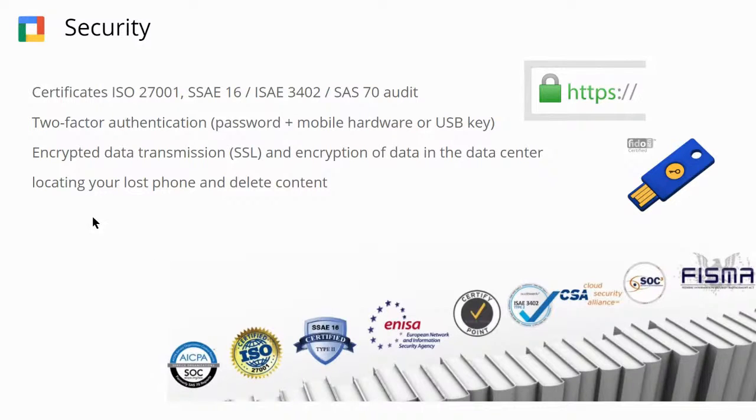So let's continue. Google Workspace also offers security. It has the ISO 27001 certificate, two-factor authentication both on password and mobile hardware or USB key. It also has encrypted data transmission, SSL, and encryption of data in the data center. You can also locate your lost phone or delete your contents.